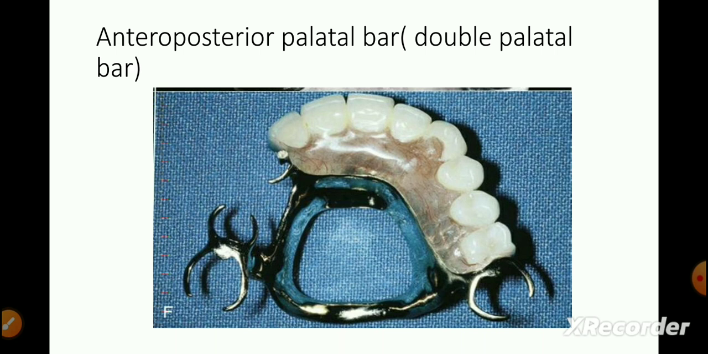What are the advantages of this maxillary major connector? The main advantage is rigidity. It is the most rigid maxillary major connector. And the disadvantage is that it may interfere with speech.